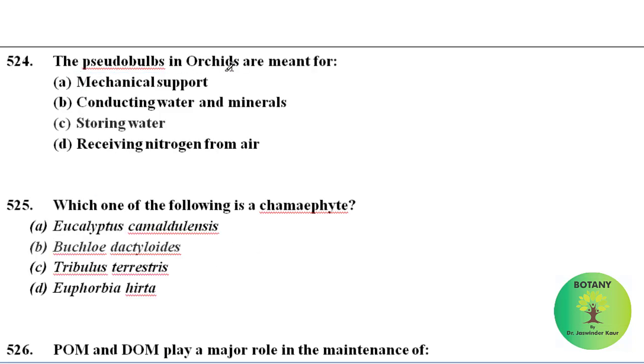Pseudobulbs in orchids are meant for storing water. Which one of the following is a chamaephyte? A chamaephyte is a woody plant whose resting buds are on or near the ground. Among these, Buchloe dactyloides is the example of a chamaephyte.